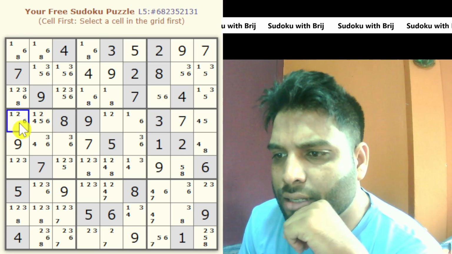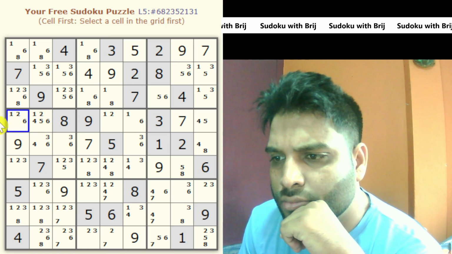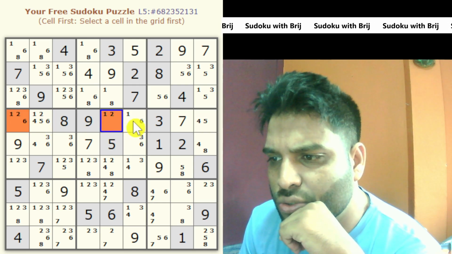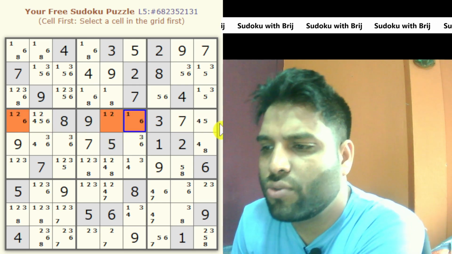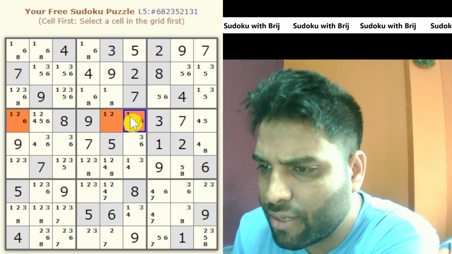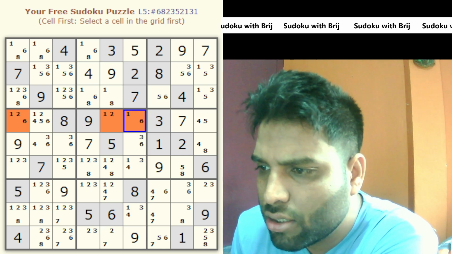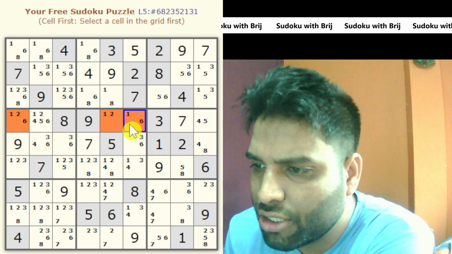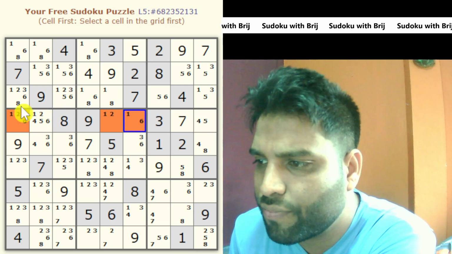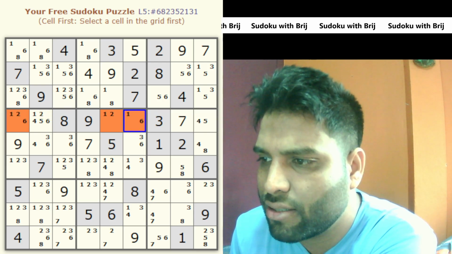In this cell there is 1 2 6, and there is 1 2, and there is 1 6. So in this row 4, we can see there are naked triplets of 1 2 6. So any cell which contains 1 2 6 can be removed from this row except these 3 cells.